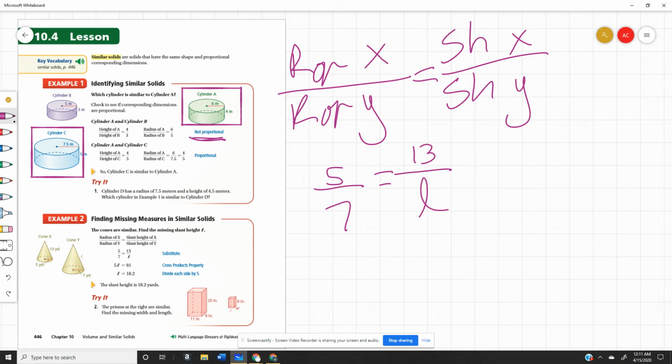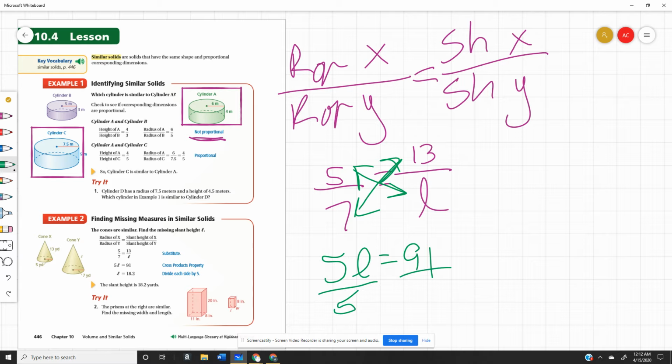So let's look at our radiuses. My radius of X is 5. My radius of Y is 7. My slant height of X is 13. And I don't know my slant height of Y. They're set equal to each other, which means I can use cross products. So 5 times L is 5L, and 7 times 13 is 91. So now I have an equation, 5L equals 91. Divide both sides by 5, and I get that L, for the slant height, is equal to 18.2.